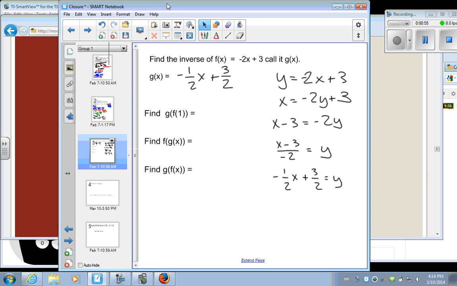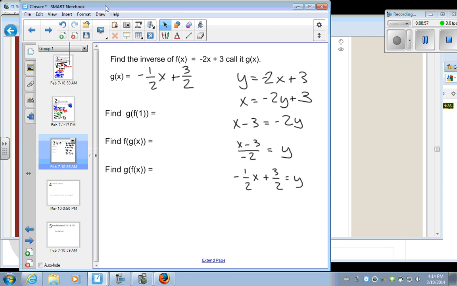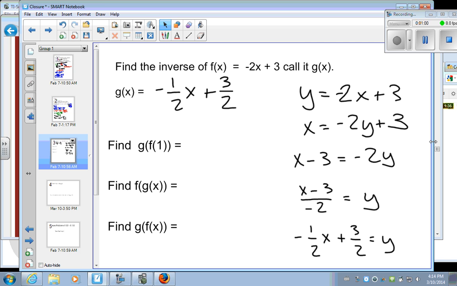Then I'm asking you to find some, this is all that kind of notation that we use for functions. So first I'm asking you to find g of f of 1. So what I'm going to do is start with f of 1 and find that first. That means I'm going to plug in 1 in the f function for x. So negative 2 times 1 plus 3 would equal negative 2 plus 3, which is negative 1. I'm sorry, it's positive 1. Negative 2 plus 3 is 1. So that's just g of 1.